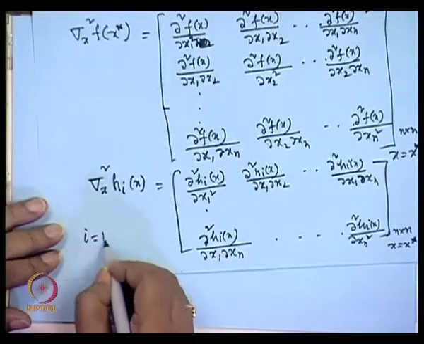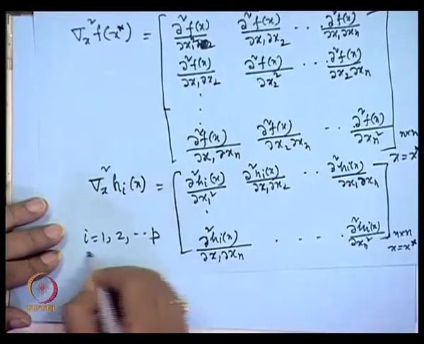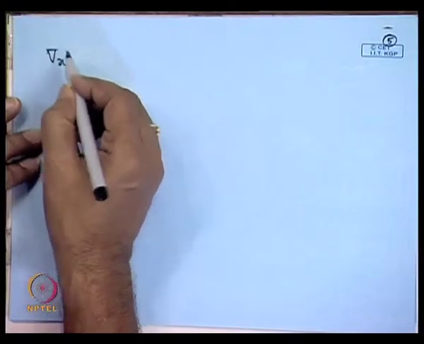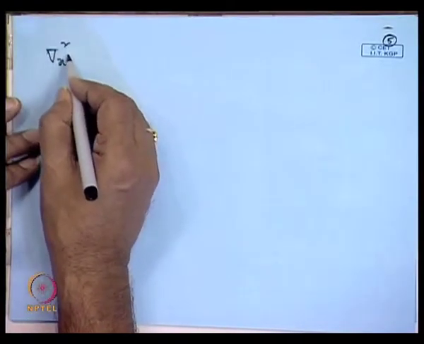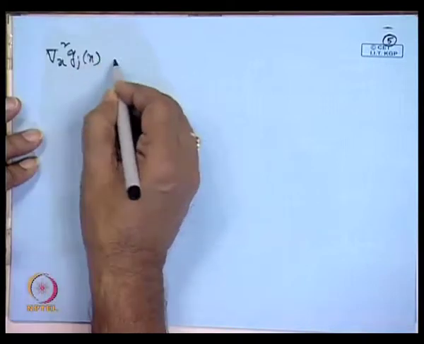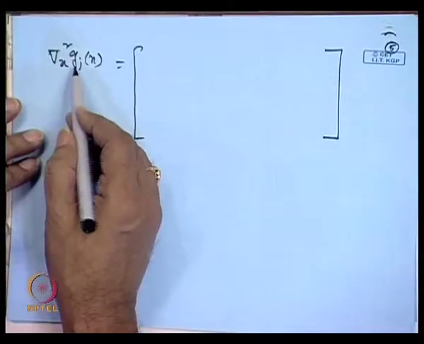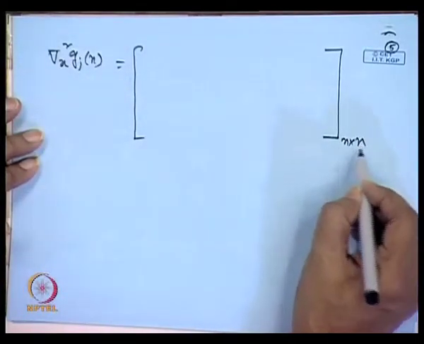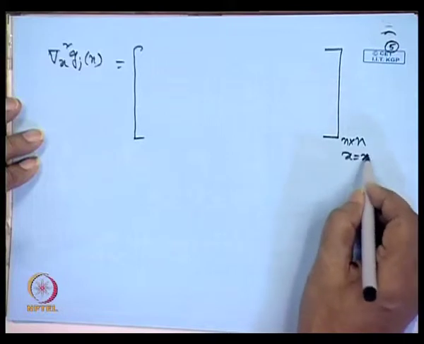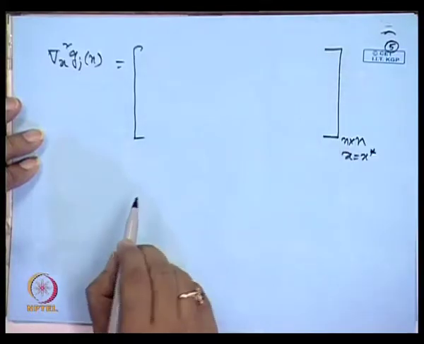This is the second part of these sufficient conditions, and we have written it for all i, where i varies from 1 to p. Similarly, you can write the Hessian of g j of x. I will not repeat; only in place of f you replace it by g j, and that is also an n by n matrix. Put the value x is equal to x star, and it is also a symmetric matrix.